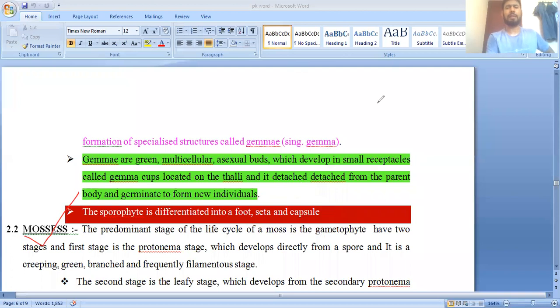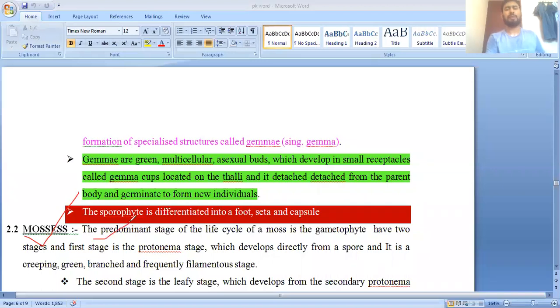firstly algae, bryophytes, pteridophytes, gymnosperm, angiosperm. Algae, bryophytes, and pteridophytes belong to the cryptogams, and gymnosperm and angiosperm belong to the phanerogams. So here you can say we have the mosses. First we discussed the first group, that is the liverworts.